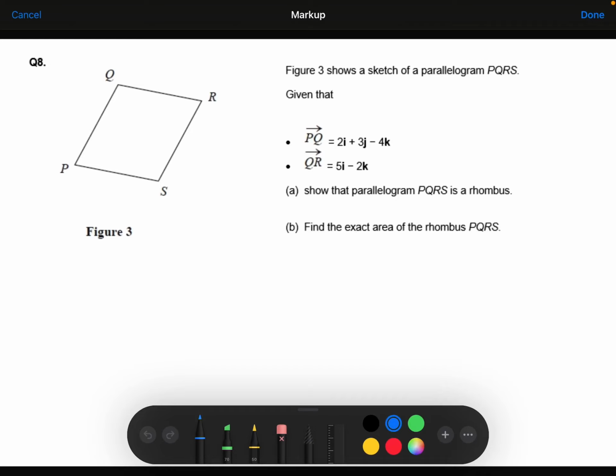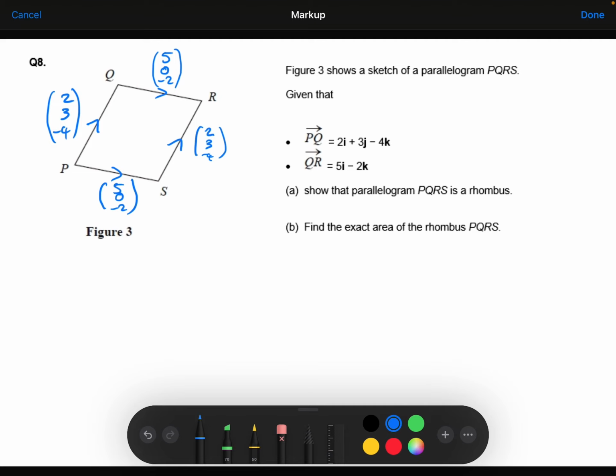Figure 3 shows a sketch of a parallelogram PQRS. Given that PQ is (2, 3, -4) and QR is 5i + 0j - 2k. Because it's a parallelogram, I know that this is also going to be (2, 3, -4), and PS is also going to be (5, 0, -2).